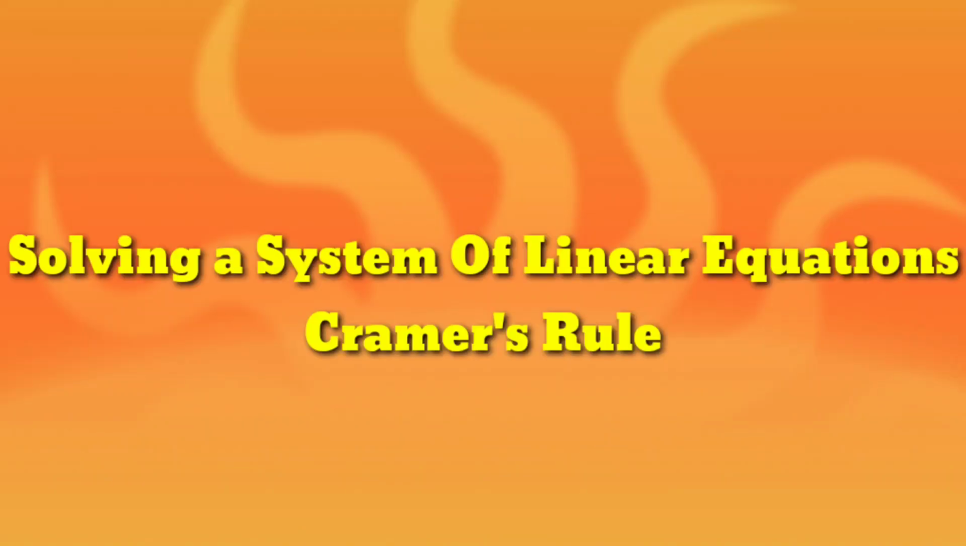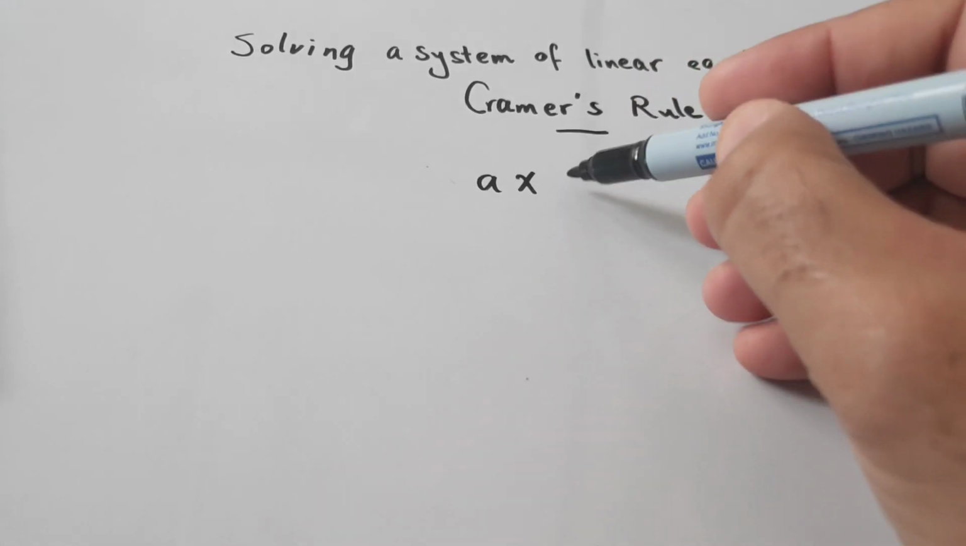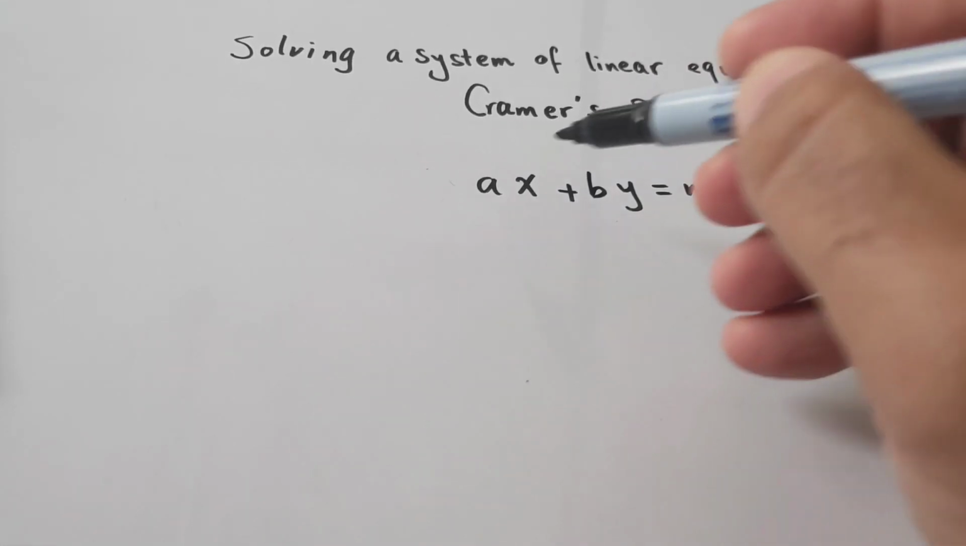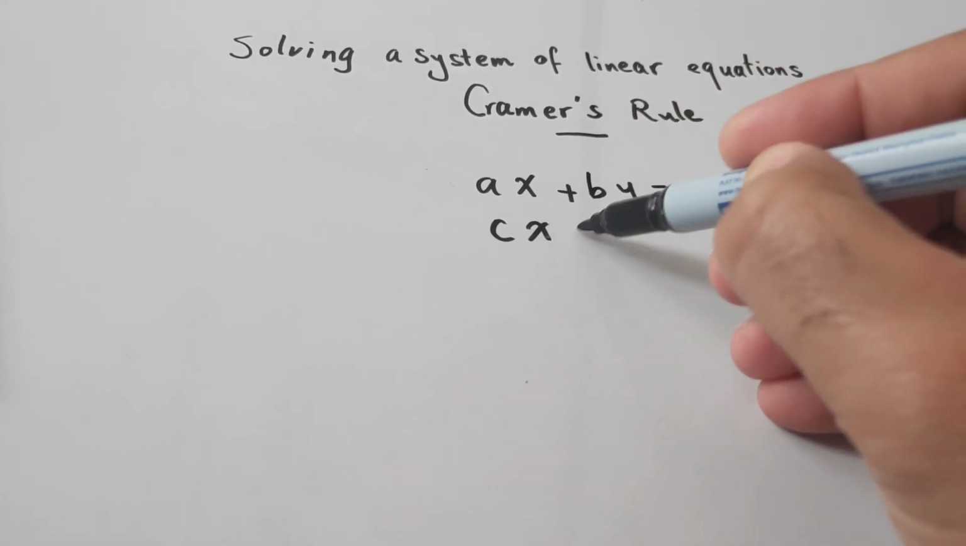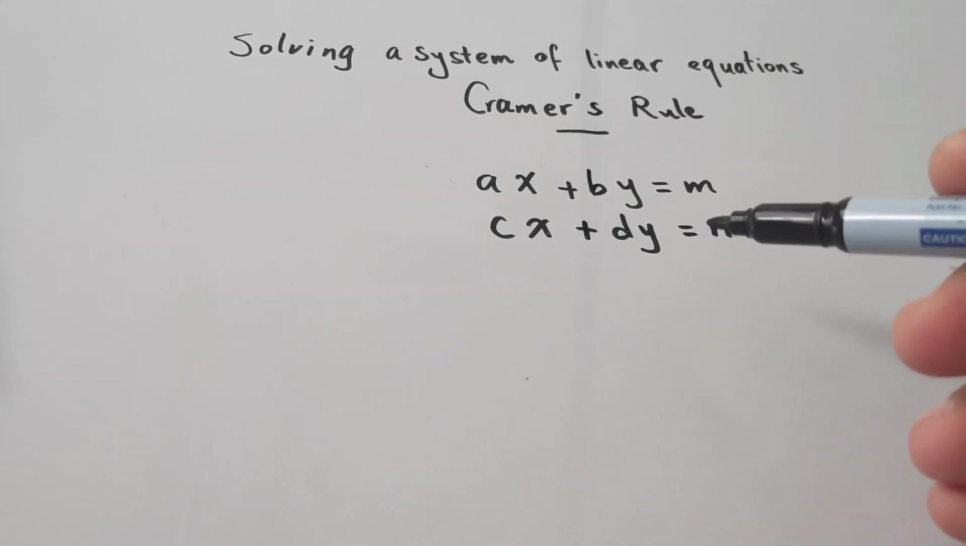Solving a system of linear equations in two variables means to find the values of the two variables satisfying the two equations together. If we have a system of linear equations in two variables as follows: ax plus by equals m, cx plus dy equals n.